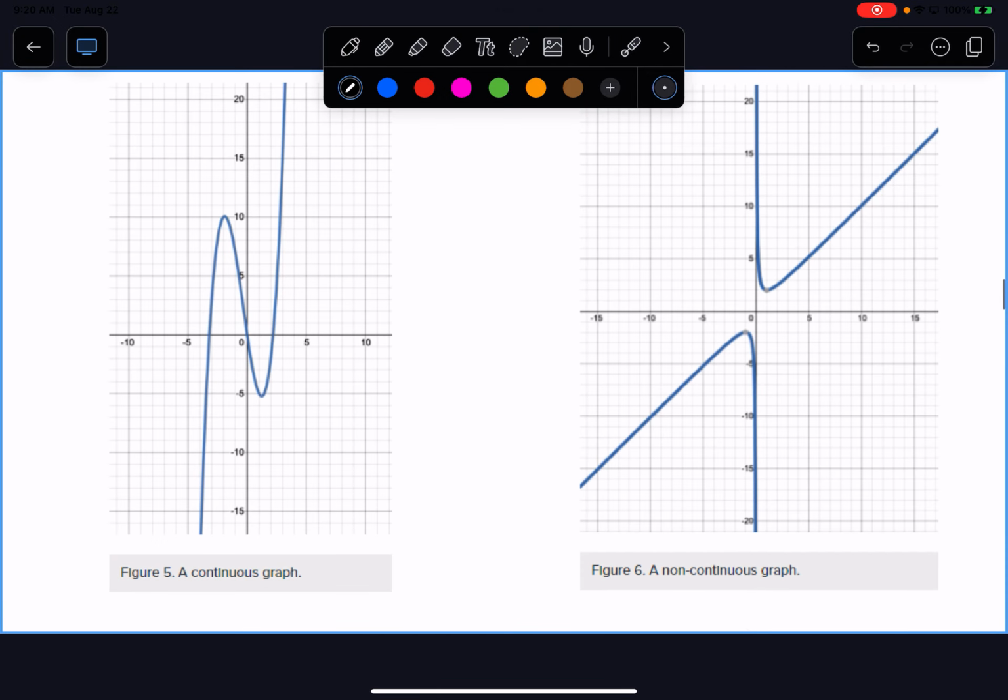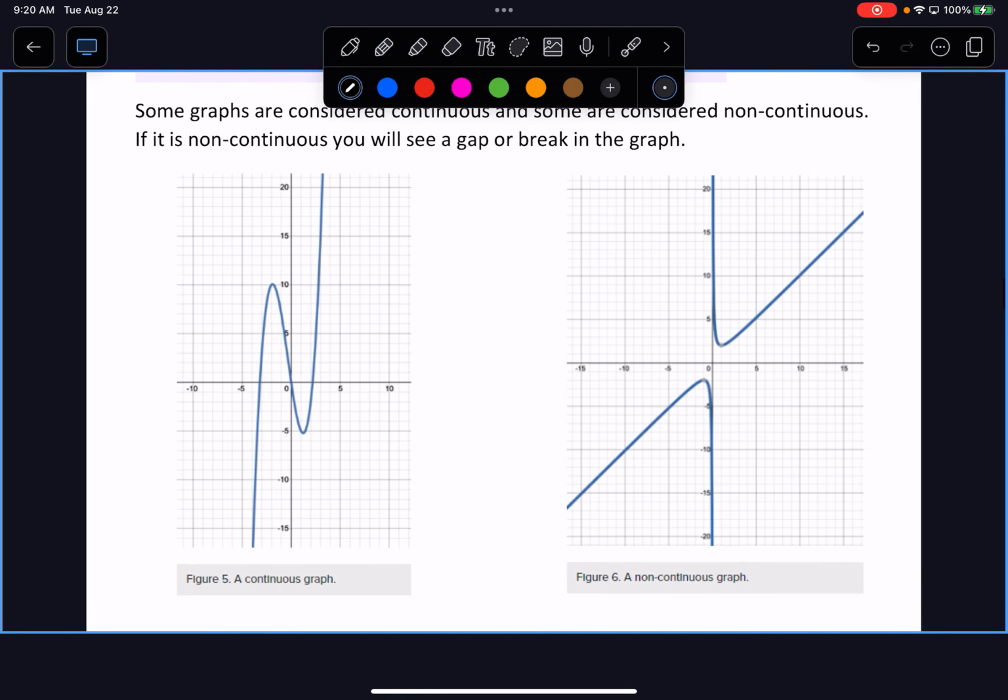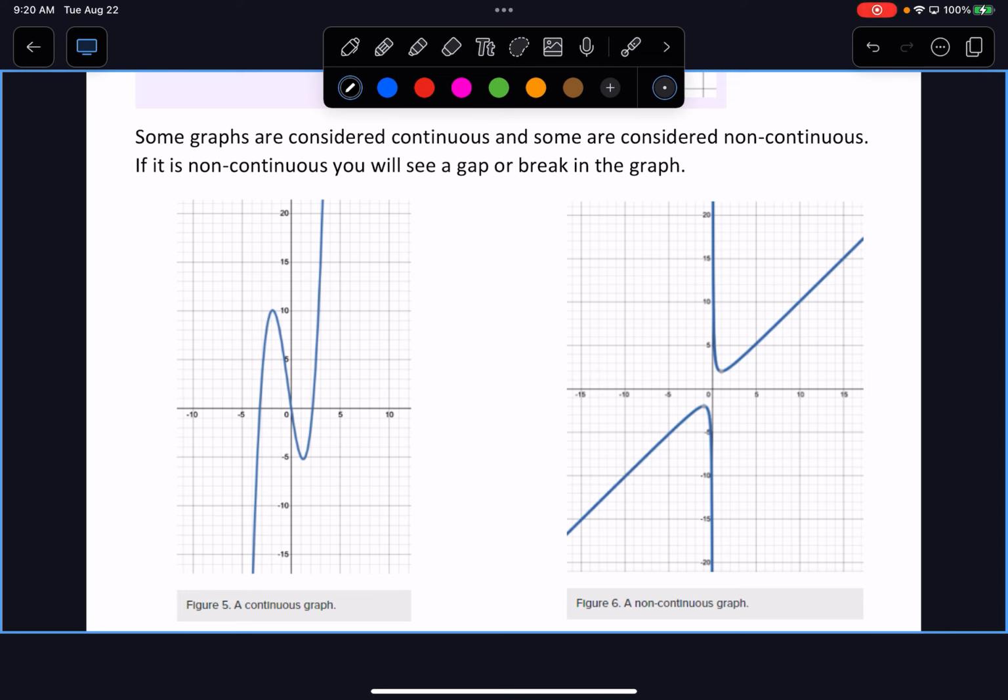All right, we get the picture here. Now, they're going to ask you if your graph is continuous or non-continuous. Don't overcomplicate it. In your notes, you could write continuous and non-continuous because they will ask that. A continuous graph has no gaps, holes, or breaks. It just continues from left to right all the way through.